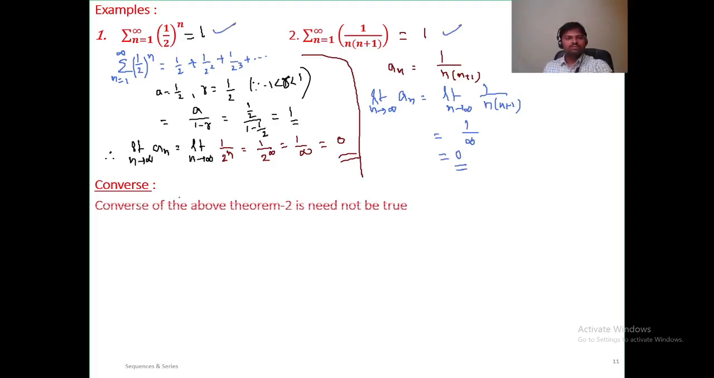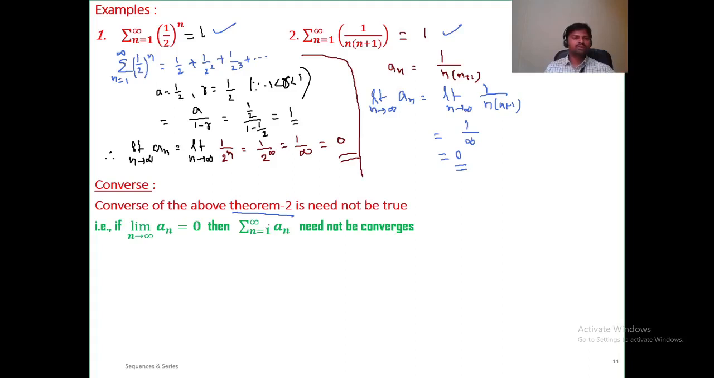But what about the converse? The converse of the above theorem number 2 need not be true. What is the theorem statement? The original statement is: if the series converges, then the nth term goes to 0, meaning limit n tends to infinity an is 0. But what is the converse? The reverse of that: if limit n tends to infinity an is 0, then the series may not converge, or need not converge.